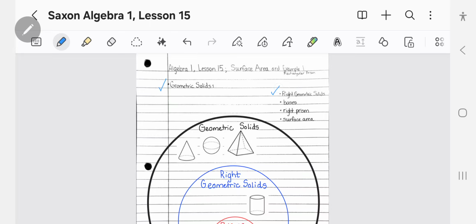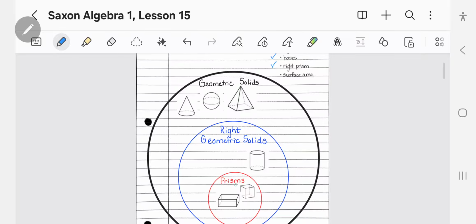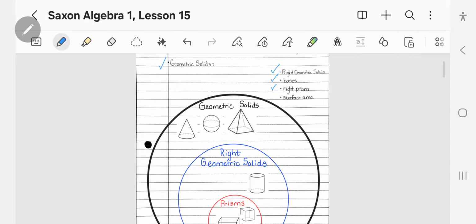Right geometric solids are going to meet at a 90-degree angle. We talked about the bases and looked at some of those. We talked about what a right prism is. We know that these prisms are right, okay, because they meet at 90-degree angles.